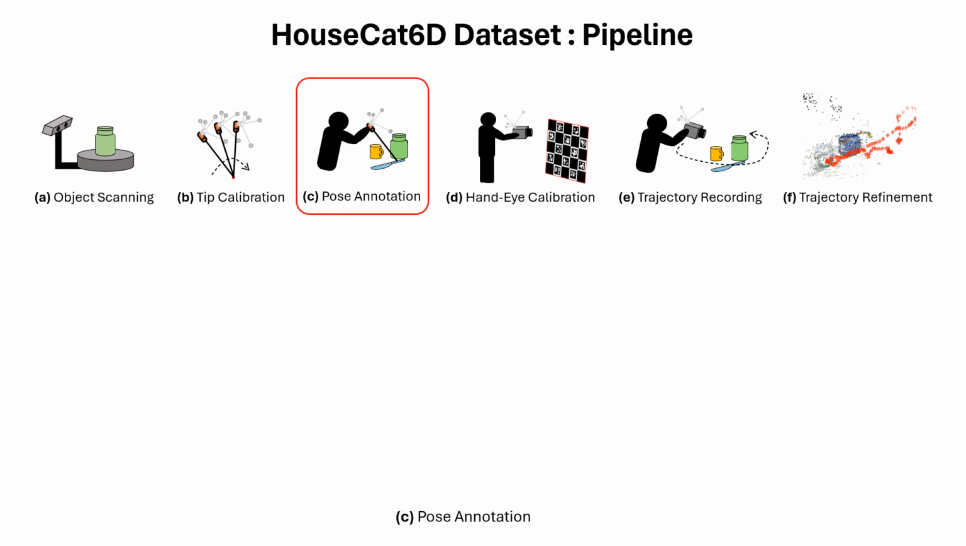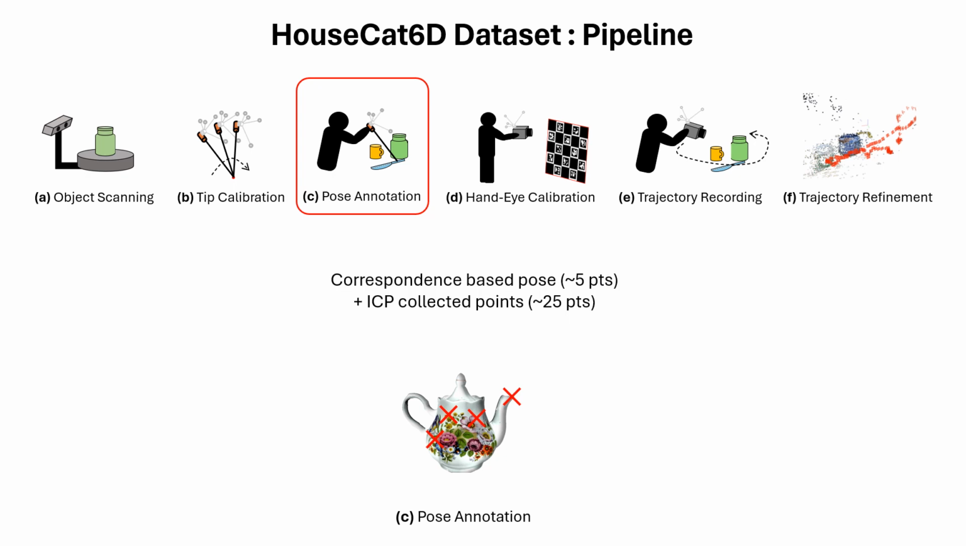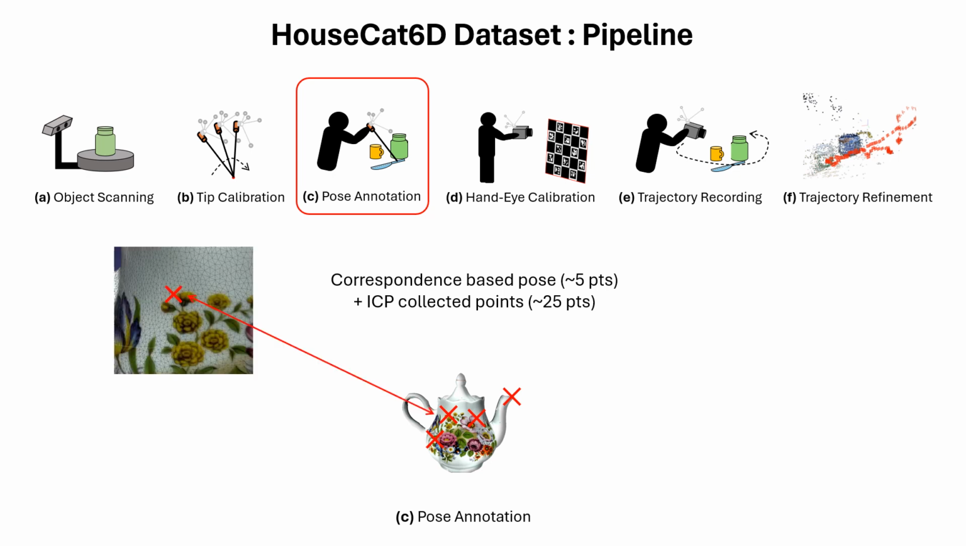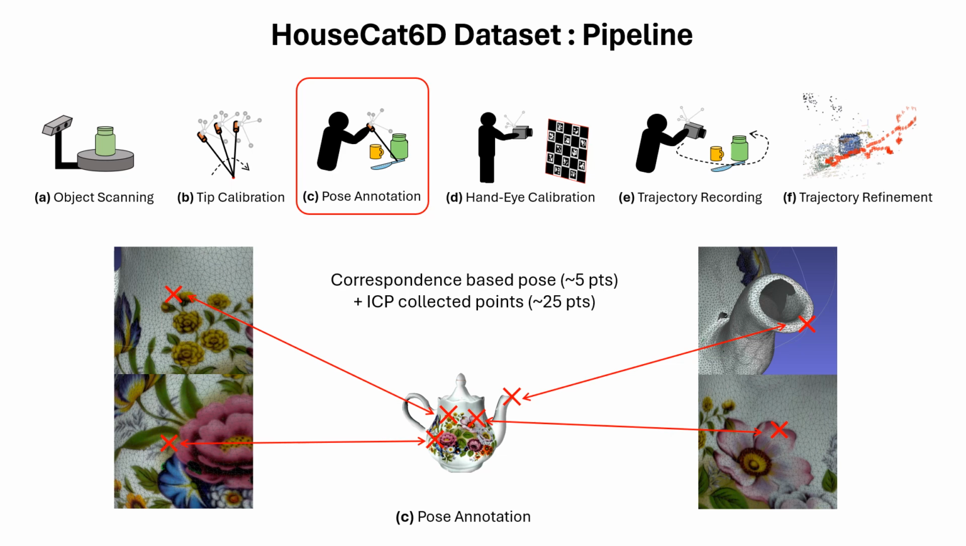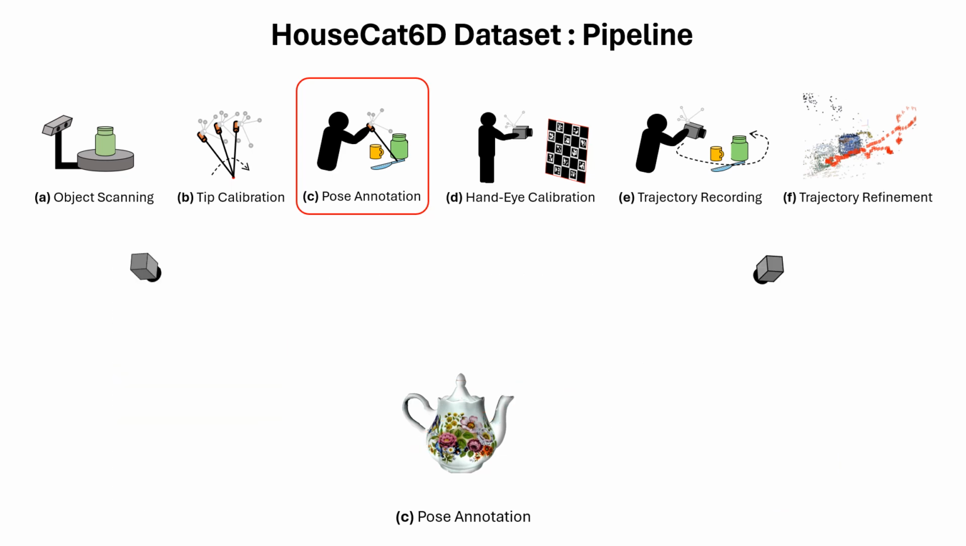Once we have the tip calibration, we set up the scene and annotate the objects by measuring the surface of the object with the pointer tip for around 25 points. From the collected points, around 5 points are used for correspondence-based initial pose calculation by manually selecting corresponding points in the object mesh. Then ICP follows with all the measured points with the points from the object for refinement. By doing this, the object pose in the world coordinate can be annotated.